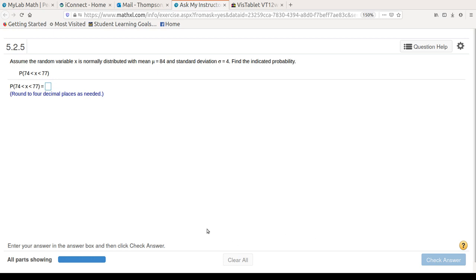Okay, so we're going to look at problem 5.2.5, or section 2 of chapter 5, problem number 5. We're looking at probability distributions drawn from a normal population. In this case, we have a variable x that's being drawn from a normally distributed distribution with a mean of 84 and a standard deviation of 4. We want to find the probability that if we pick an x value, that x value is going to be between 74 and 77.